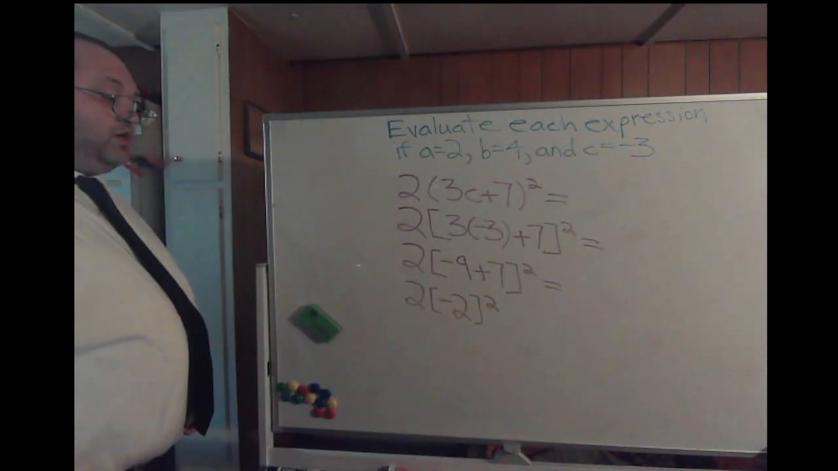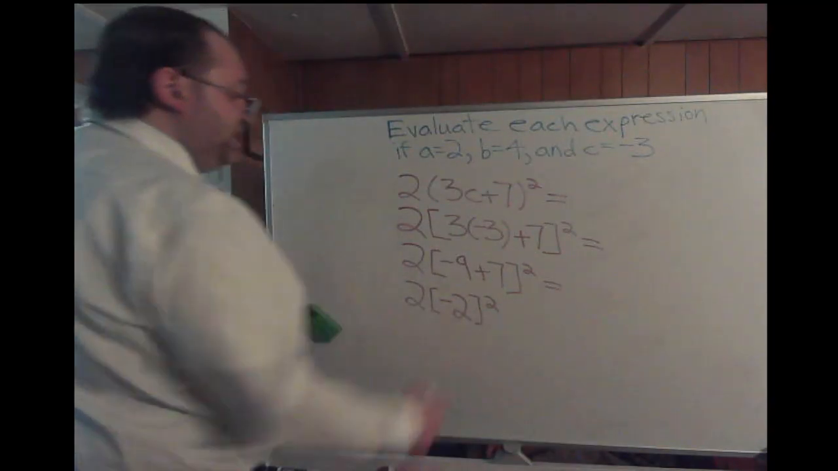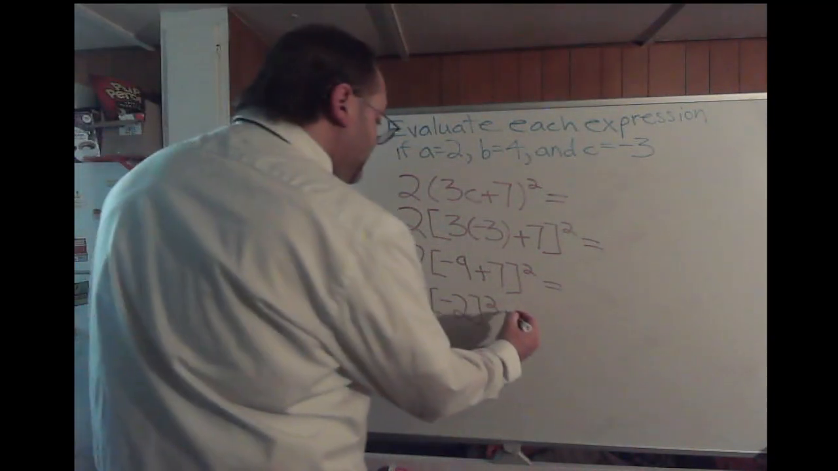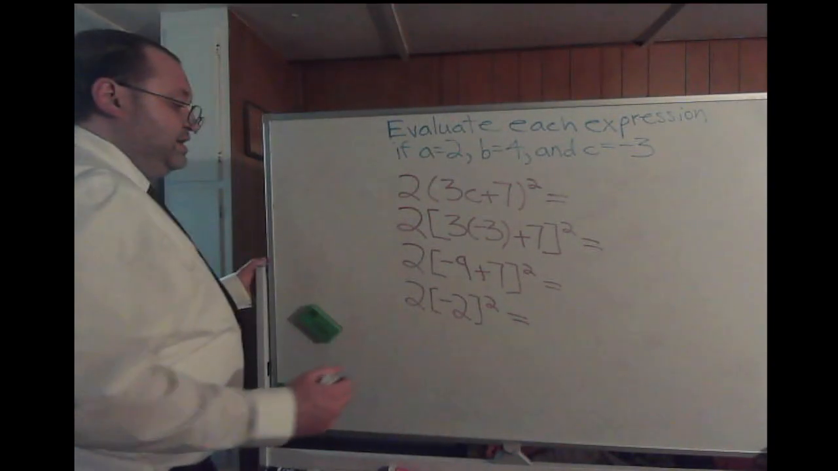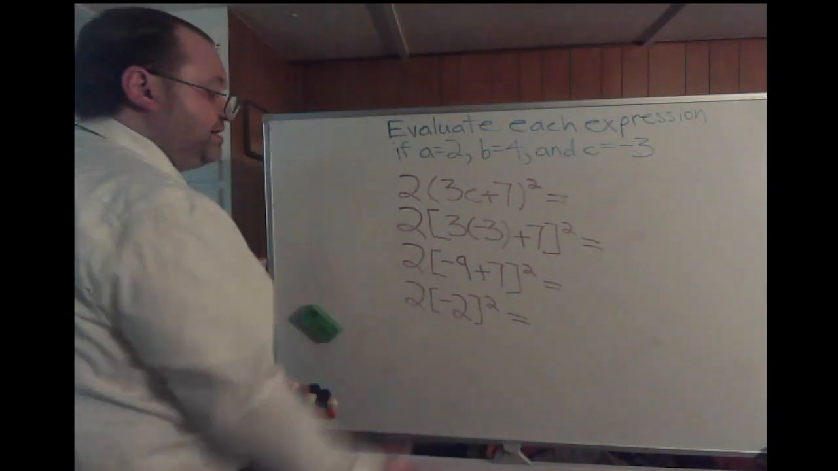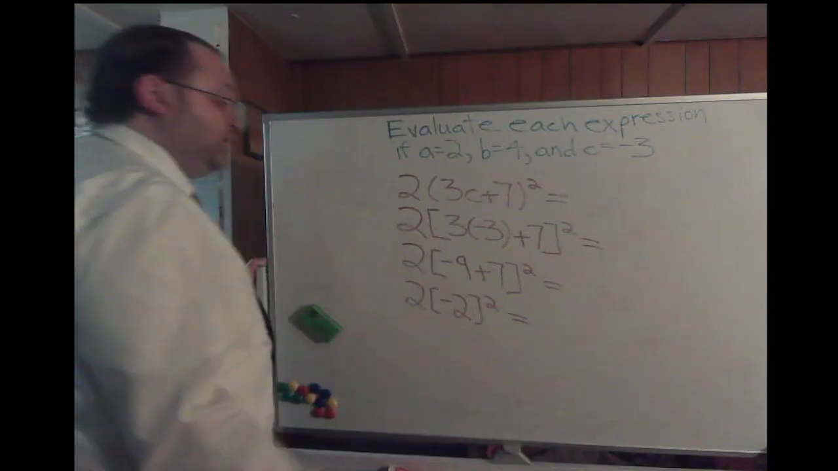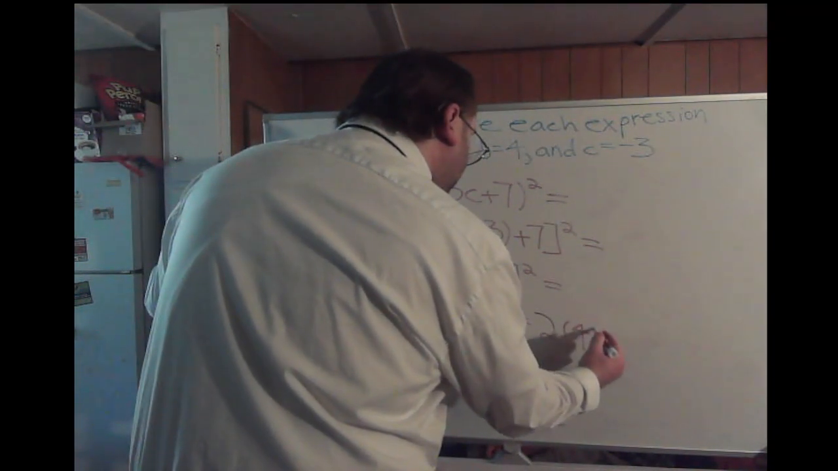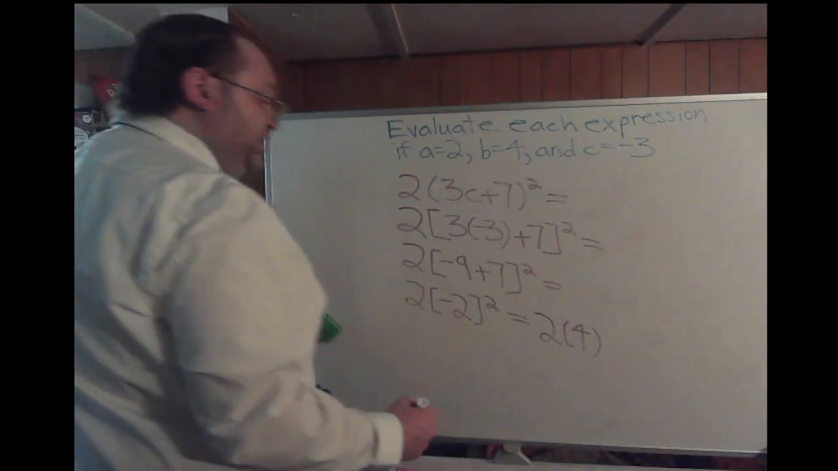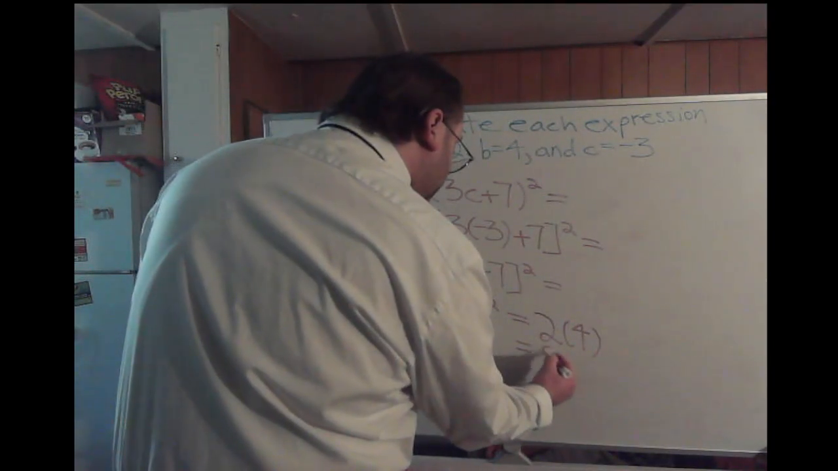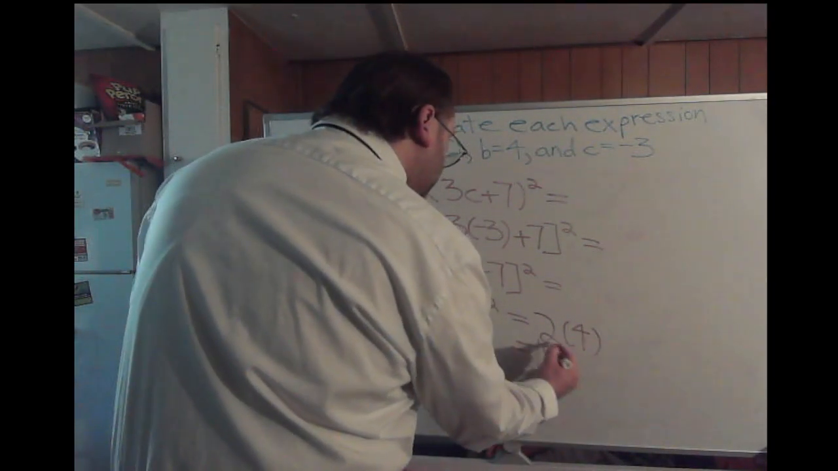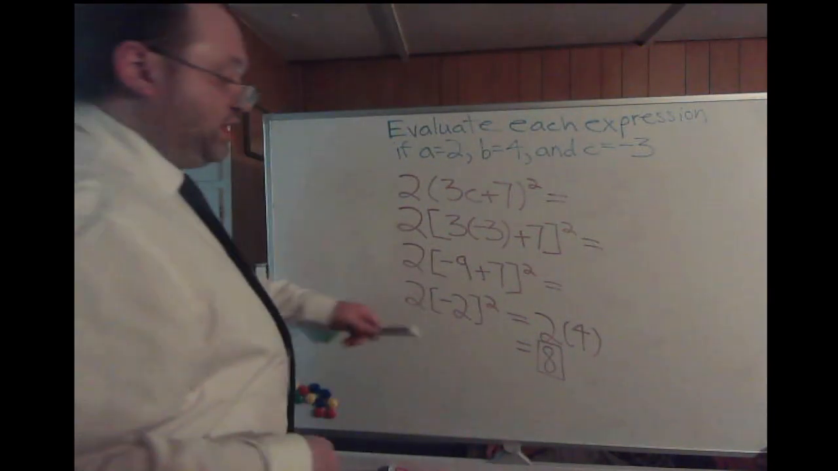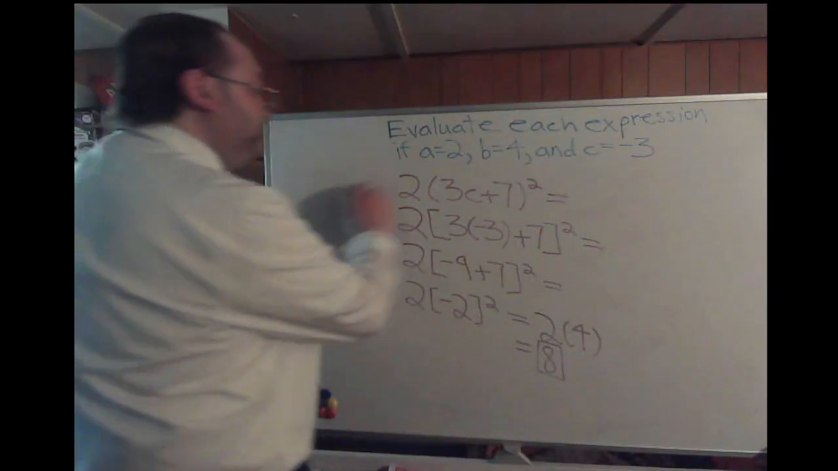Now, we got to evaluate negative 2 to the second power because exponents come before multiplication. So 2 times negative 2 to the second power. Negative 2 to the second power, that's positive 4. So you'd have 2 times 4, which is a simple multiplication problem. That would just give you 8. So the answer for this would be 8. After doing all the order of operations, you get 8.